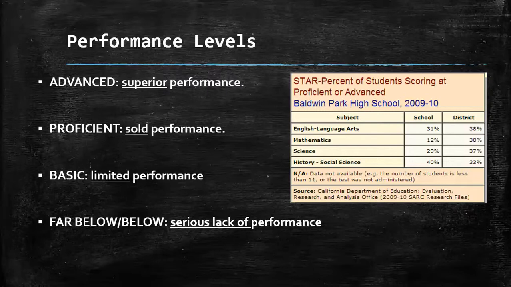Now if you look off to the right hand side, I pulled the percent of students scoring at proficient or advanced for Baldwin Park High School, which is the school I'm doing my fieldwork hours. If you notice, the school is below average in all subjects except for history and social sciences, where they're 7 points above the district. But in all other areas, they're below, from about 7 all the way up to almost a 17-point disparity between the district and the school.